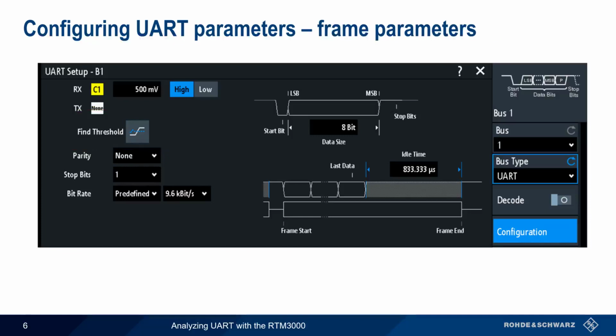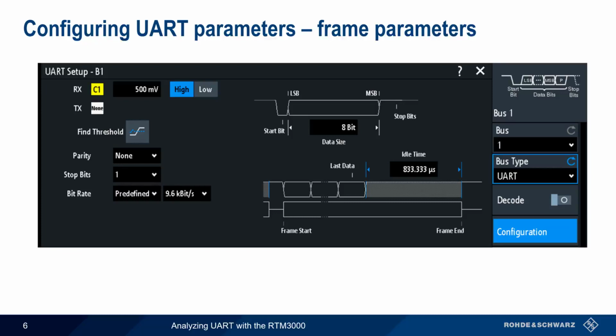The next step is specifying the frame parameters: the bit or baud rate, the number of data bits, the number of stop bits, and parity. These must match the transmitter configuration exactly. For example, here we've configured 9600 baud, 8 data bits, 1 stop bit, and no parity.